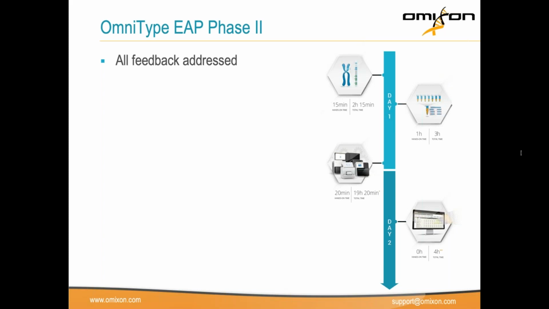This updated version of the OmniType product is essentially what will be tested in phase 2 of the early access program. Phase 2 of the early access program is starting in mid-May, so in less than 2 weeks by now. And priority will be given to laboratories that have already tested in phase 1 and are familiar with the protocol, or to NGS experts.